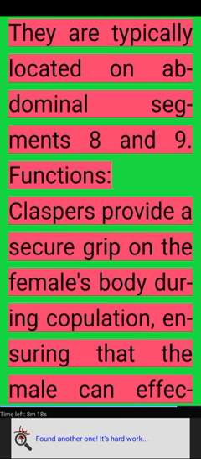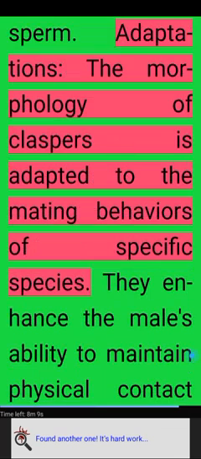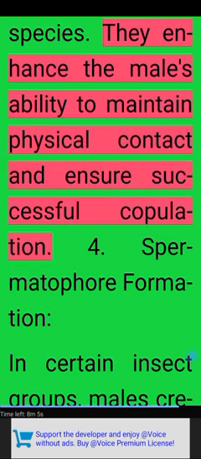Functions. Claspers provide a secure grip on the female's body during copulation, ensuring that the male can effectively transfer sperm. Adaptations. The morphology of claspers is adapted to the mating behaviors of specific species. They enhance the male's ability to maintain physical contact and ensure successful copulation.